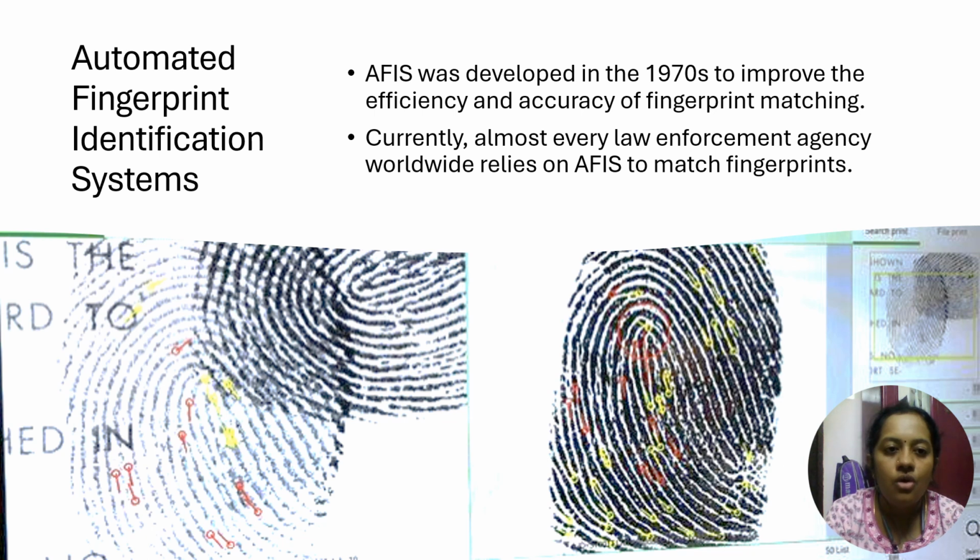Next slide is on the automated fingerprint identification system, that is AFIS. This system was developed in the 1970s to improve the efficiency and accuracy of fingerprint matching. Currently, almost every law enforcement agency worldwide is using AFIS to match fingerprints. They not only record all the fingerprints, but they maintain 70 million records in their database.